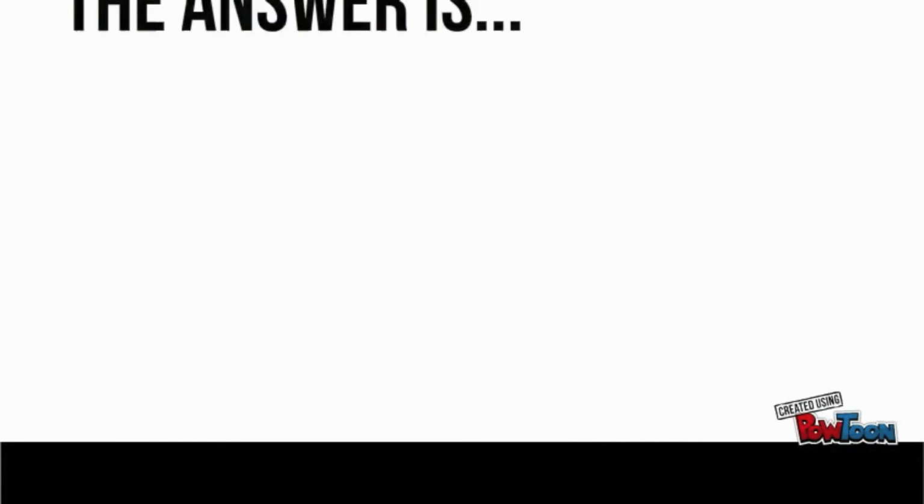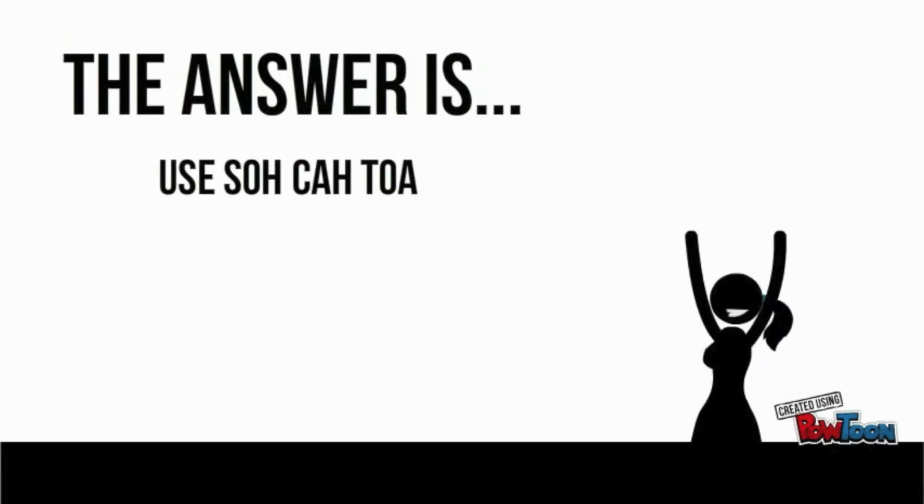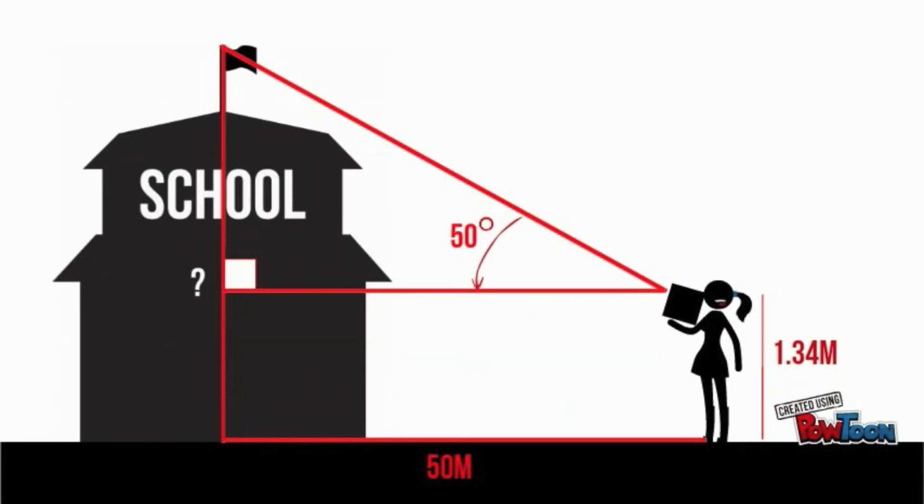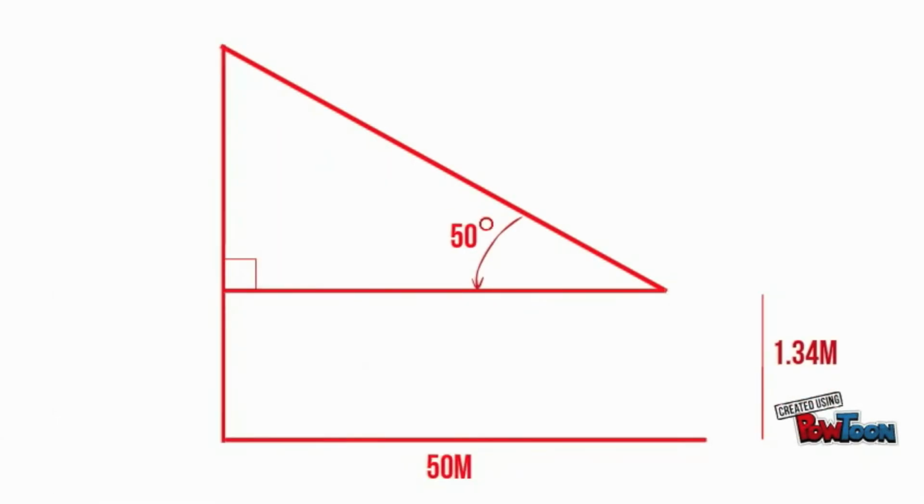So what are you going to do with all this information? How do you solve for a right triangle? Don't beat yourself up. The answer is, use SOH-CAH-TOA. Here's how you do it. Now let's organize your information first.